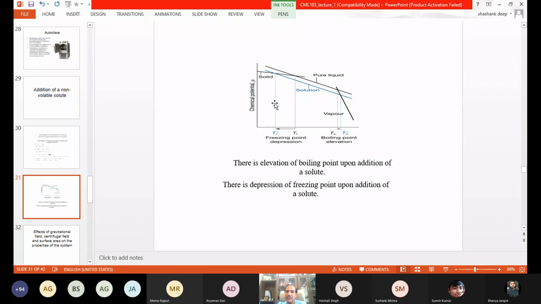This is a very nice figure to tell you why there is a depression in freezing point and why there is elevation of boiling point. It is quite simple: the chemical potential of the liquid form gets affected on addition of a non-volatile solute. Once you understand that, it is quite easy to understand why there is a depression in freezing point and why there is elevation in boiling point. Is it okay? If you have any question, just let me know.